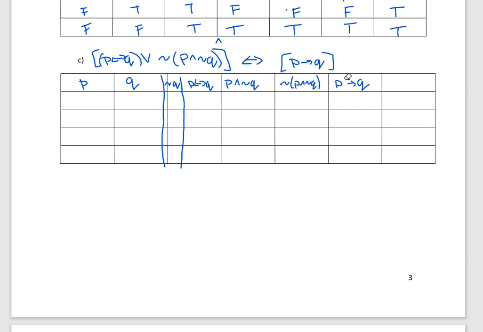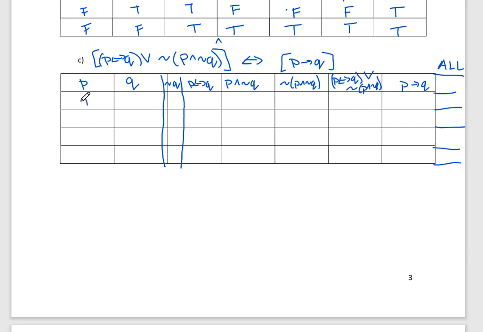Okay, so let's add in one more at the end here. This will be our all. And then I'm going to clear this one out so that I kind of have them in order. This would be my P biconditional with Q, or not P and not Q. This will be my P implies Q, and then I have all in my last column.